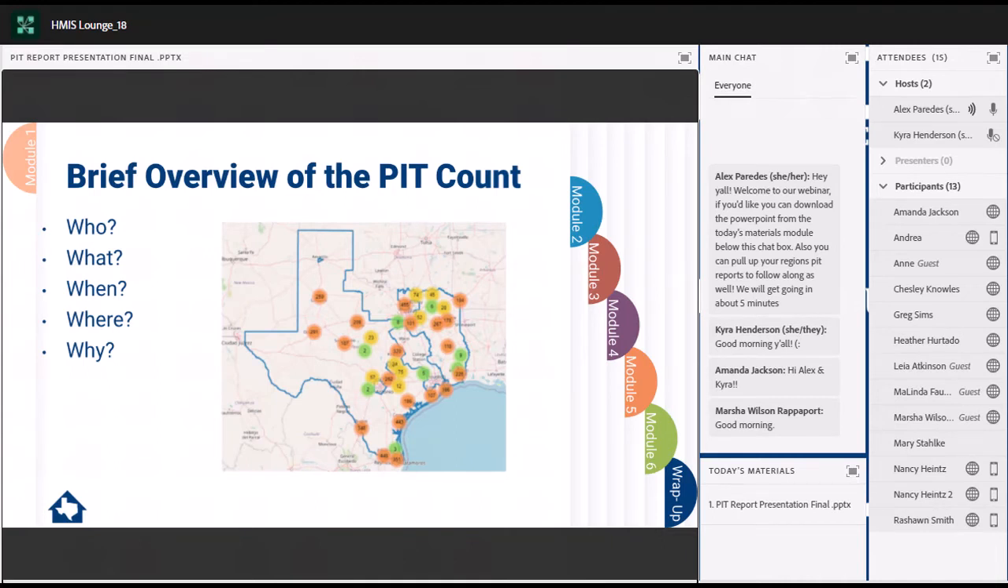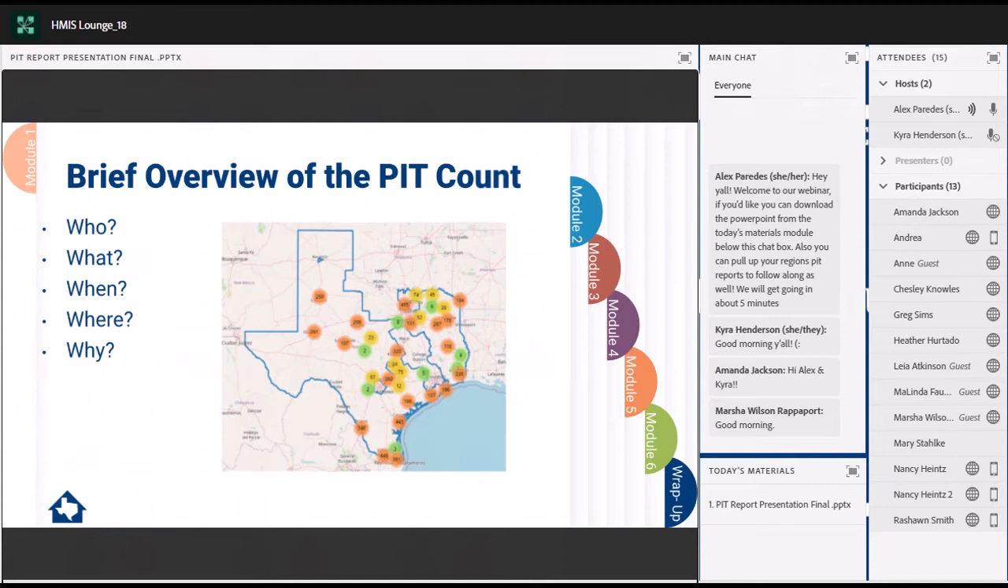Our where is the Texas Balance of State CoC. So the PIT count occurs across geography and communities like yours. And on the screen, you can see a screenshot of the actual survey results from our mobile app. And our why. So for awareness, in order to advocate to our local governments, in order to understand the extent of homelessness by determining the number of people experiencing homelessness within our geography, to secure funding as the data can be used to secure grant funding, and for engagement as the PIT count encourages our communities to get involved in ending homelessness.